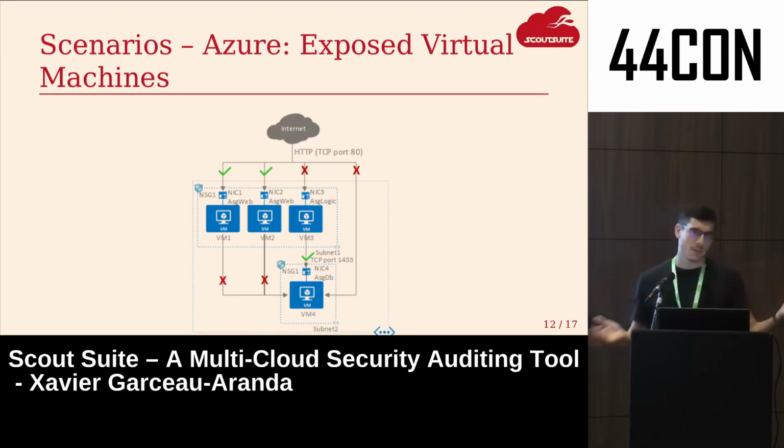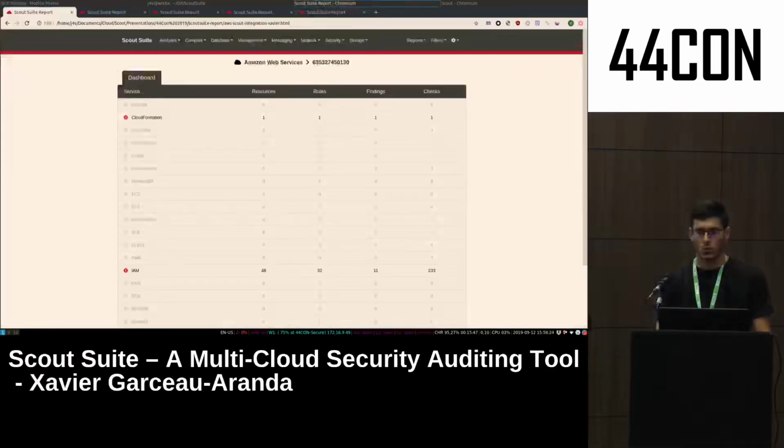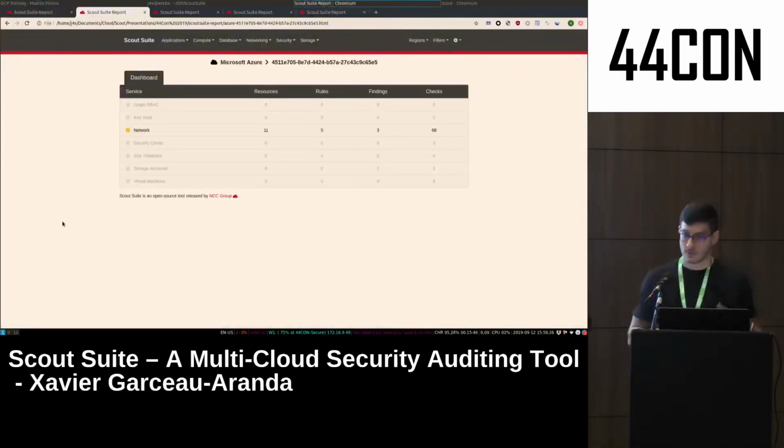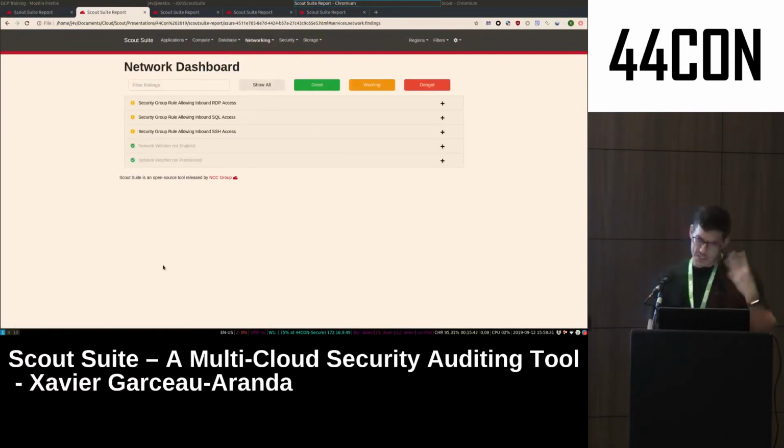Obviously, you're constantly spinning up virtual instances in the cloud. One of the things you worry about is that some of these instances are not protected by firewalls so that ports are accessible, RDP, SSH, you name it, right? So if we go back into, this time, the Microsoft Azure report, if we dig into the network service, we can see three findings. What the findings say is that the security groups, which are basically firewall rules for virtual instances, are allowing, in this case, RDP, SQL, and SSH ports to be accessed.